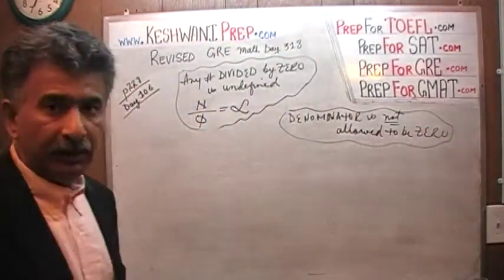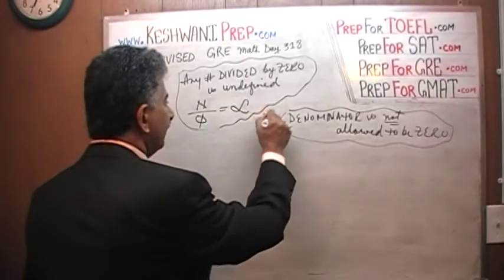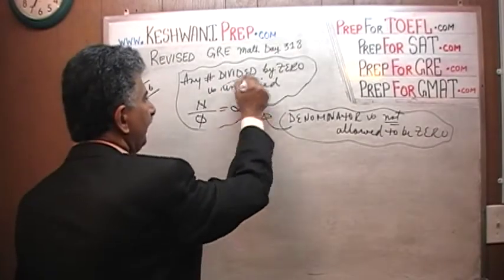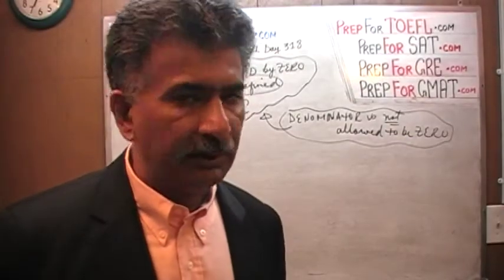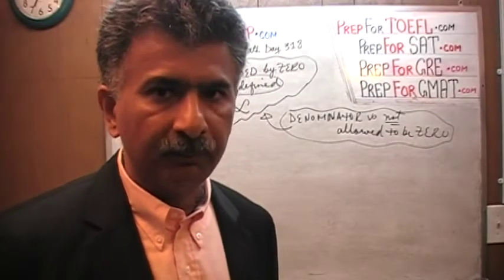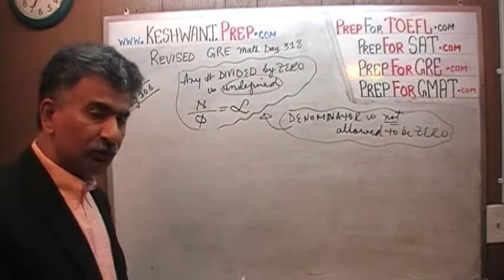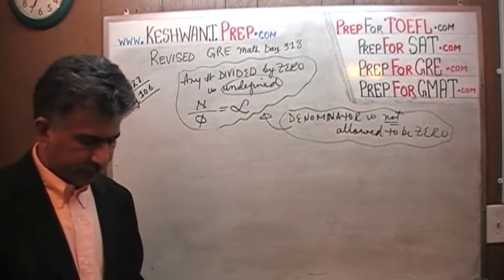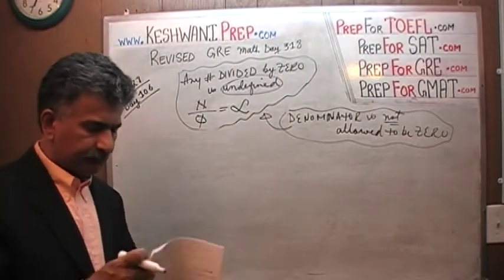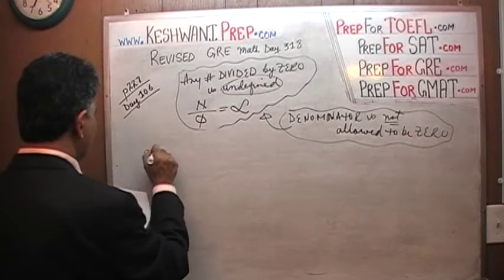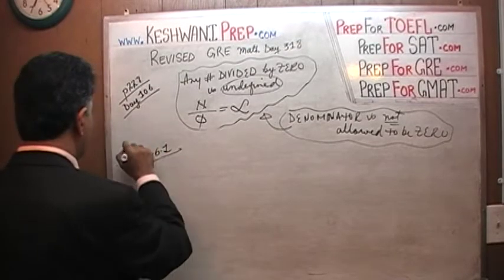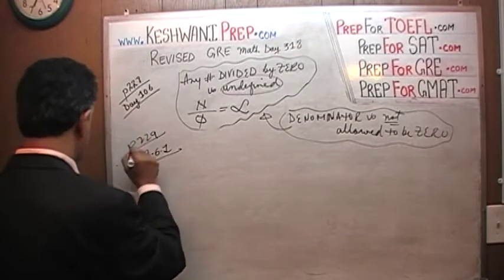If somebody asks you why, you tell them because any number divided by 0 is undefined. We won't be able to figure out its value. It's not a defined value. The denominator cannot be 0. Let's take a look at 2.6.1, shall we? 2.6.1 on page number 229.